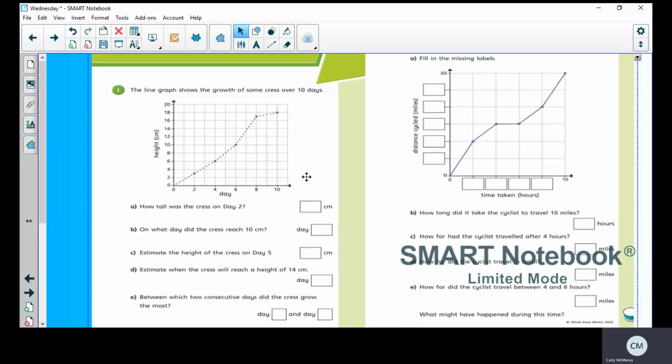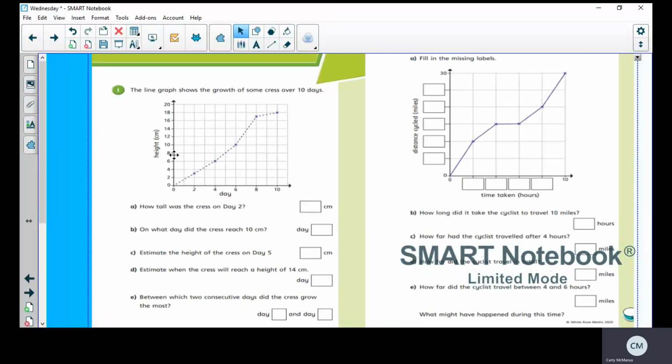So you've got here, the line graph shows the growth of some cress, which is just like a plant over 10 days. So you've got the height that the cress grows to and the days. Now, this is going up in 2s, and so is this, so be aware of that. It says, how tall was the cress on day 2? So if you look across at day 2, I always go up the stairs and along the corridor. So here you're going up and across, and the number lies between the 2 and the 4, so you can answer that.